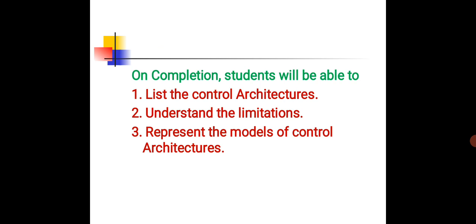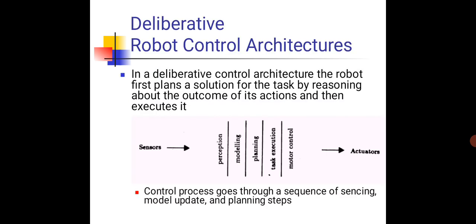And on completion, the student will be able to list out the various types of architectures involved in robotics. They will understand the limitations of the architectures, as well as be able to represent the model of various control architectures. So this is the deliberative robot control architecture.